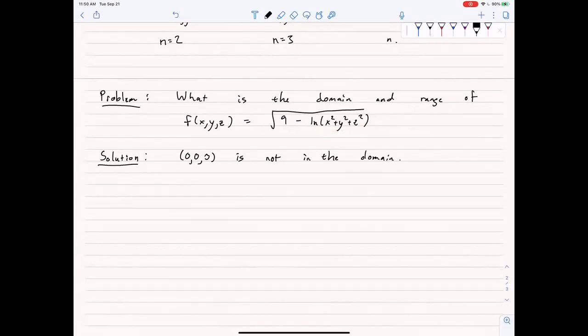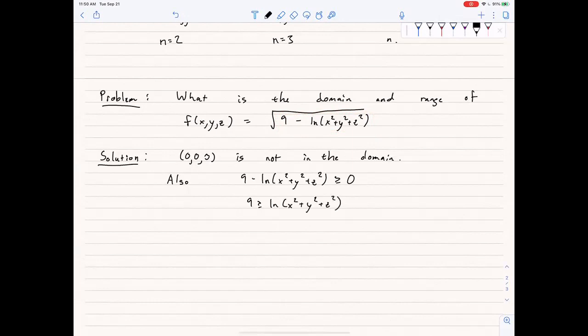But now let me take the gentleman's point about taking the square root of a negative. The other thing we need to check is that this quantity here is positive, or non-negative, I should say. So also, 9 minus natural log of x squared plus y squared plus z squared must be greater than or equal to 0. And let's do a little manipulating. So this, of course, I can take to the other side.